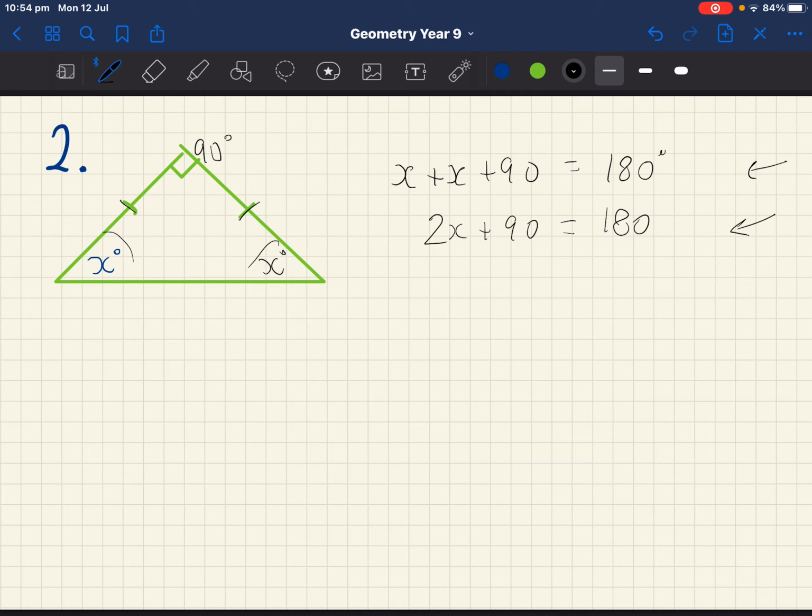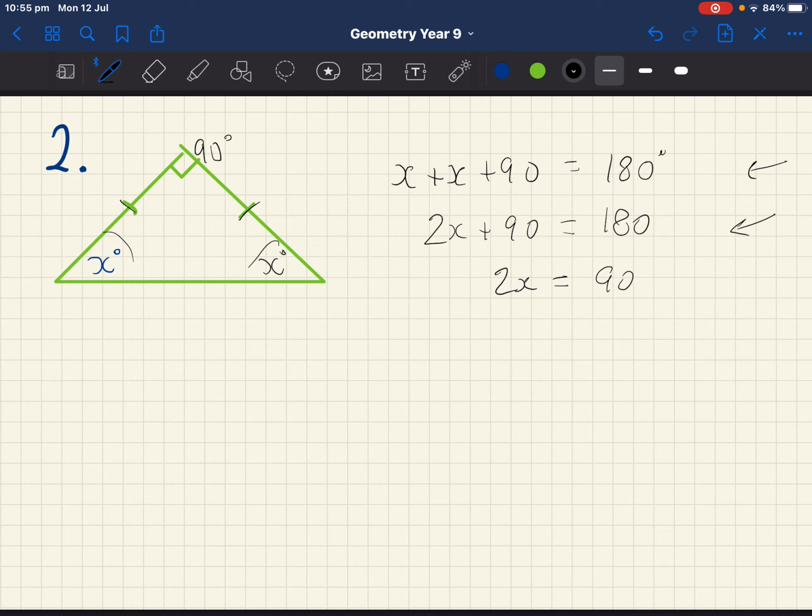And from this point here, you just enter equation solving mode and just solve it just like you always have solved equations. Let's get rid of the plus 90 by minusing 90, right? Remember to always do the inverse operation. How do you get rid of a plus 90? We need to minus 90. So we go 180 minus 90. That leaves us with a 90 here. Now we've got 2x is equal to 90.